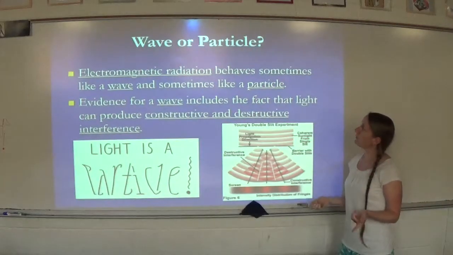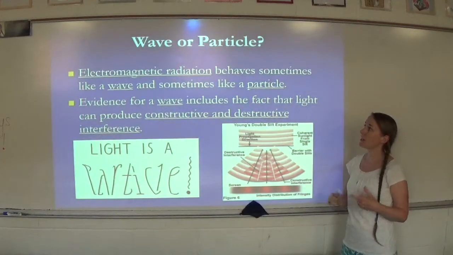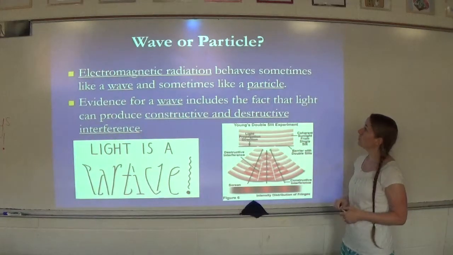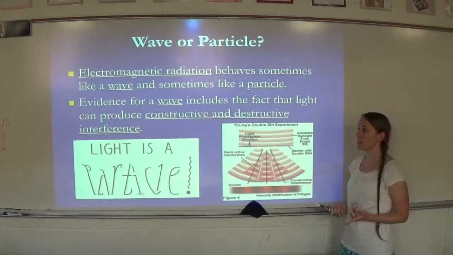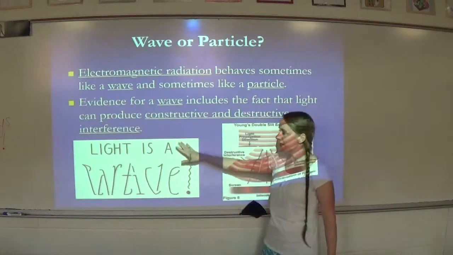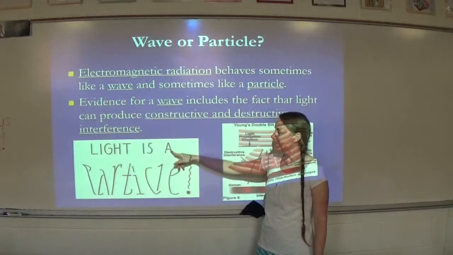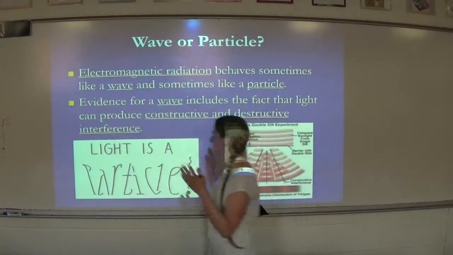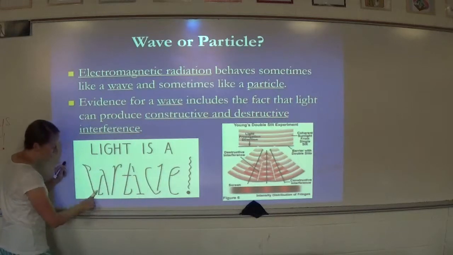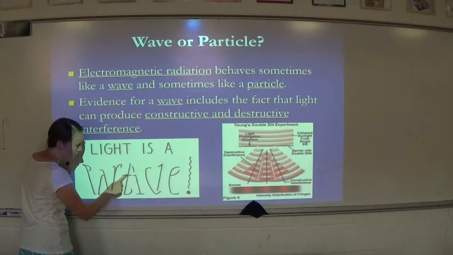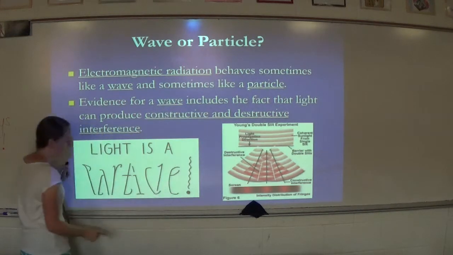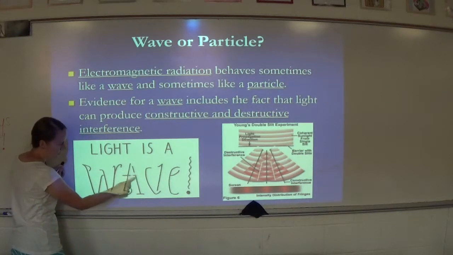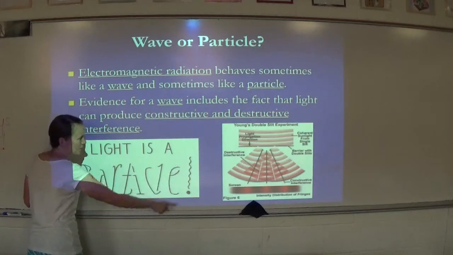So electromagnetic radiation behaves sometimes like a wave and sometimes like a particle. Evidence for a wave includes the fact that light can produce constructive and destructive interference. So this is a picture that I found online. I thought it was kind of neat. It says light is a wave or a particle, because there's this whole argument. Is it a wave? Is it a particle? And so if you look at it real closely, you can see it is a wave, or you can see it is a particle. I don't know which one you saw first.